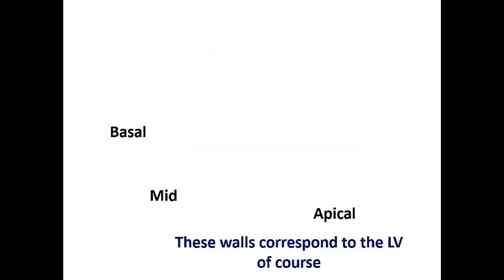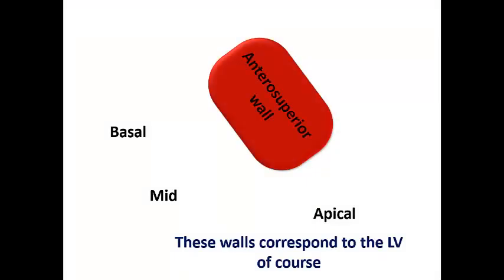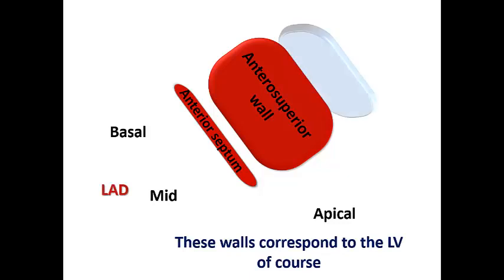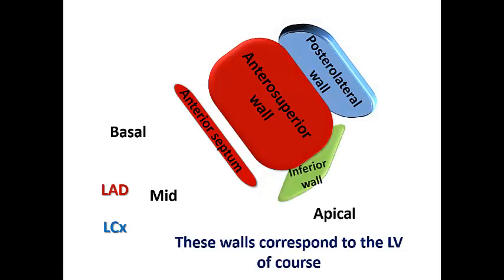We divide the walls of the left ventricle into 3 regions: the apical segment, the mid segment, and the basal segment. And if we need to divide the left ventricle as a whole into walls, we can divide it into the anterior wall, or sometimes it's called the anterosuperior wall to differentiate it from the inferior wall. We have also the anterior septum, which involves nearly the anterior two thirds of the septum, and these 2 walls are supplied by the LAD. And we have the posterolateral wall, which is mainly supplied by the LCX, and we have the inferior wall, which is mainly supplied by the RCA in the majority of patients.